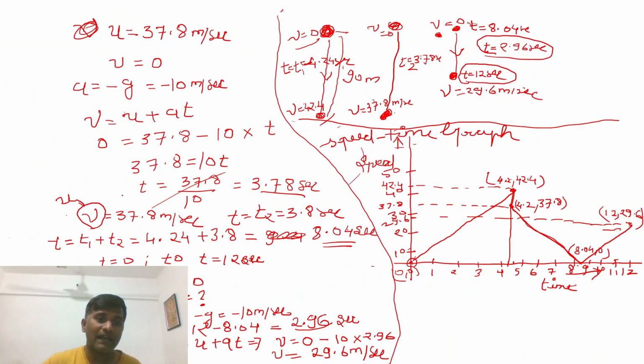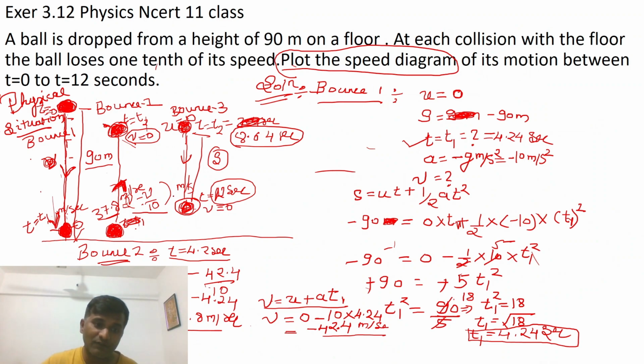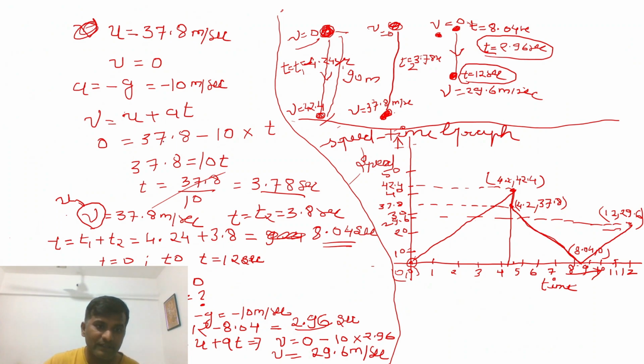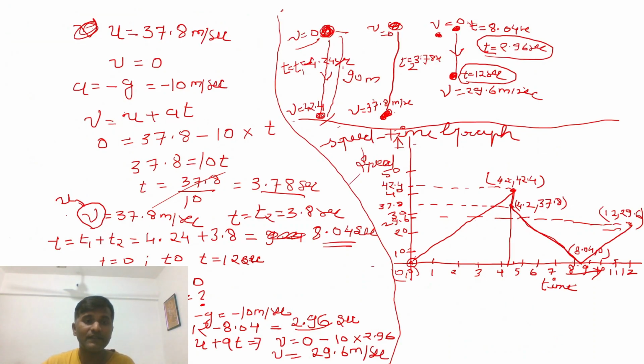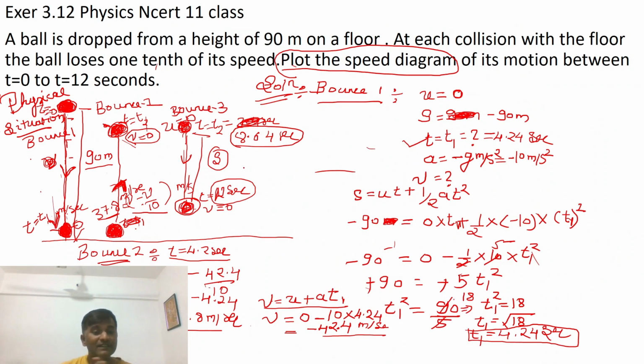So I have used this formula, v is equal to u plus at. What was the final velocity in this context? I'm talking about only the second path, while it is going from bottom to top. Here the initial velocity is 37.8, final velocity is 0, a is minus 10, and t I found out now: 3.78 second. This is the time which it took to travel from here to here.